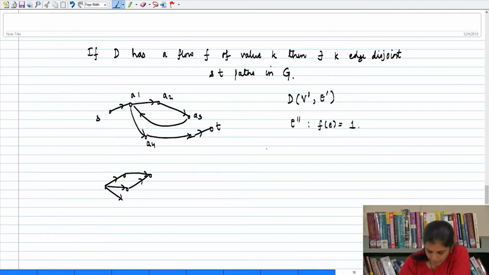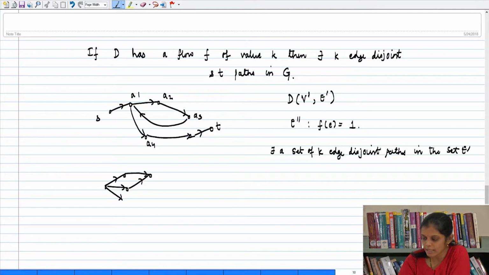I claim that since f is a 0, 1 flow in the flow network D, then there exists a set of k edge disjoint paths in the set E prime. So what I am saying is E prime itself may not be the set of k edge disjoint paths, but the k edge disjoint paths are contained inside this set, right? As this example also shows, I can possibly throw away some edges and still construct a collection of paths which will be edge disjoint. So is the claim clear?